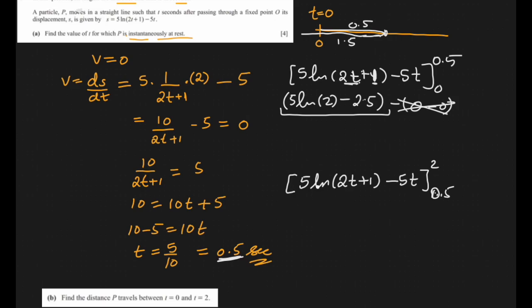What about this? Since we already got from 0.5, which is this, let me write minus 5 natural log 2 minus 2.5. This one I copied for 0.5, but this 2 I have to substitute. So I will do it here. 5 natural log, 2 times 2 is 4. 4 plus 1, 5. Minus 5 times 2, 10.